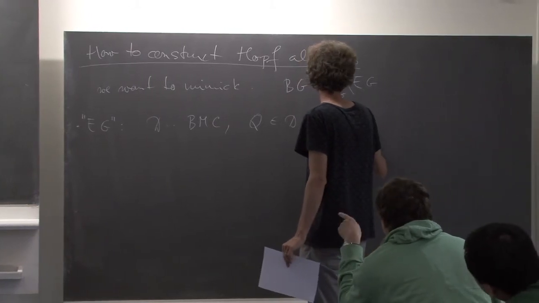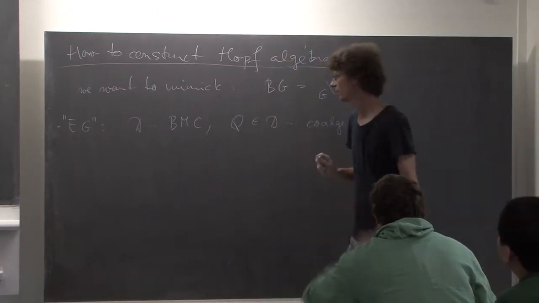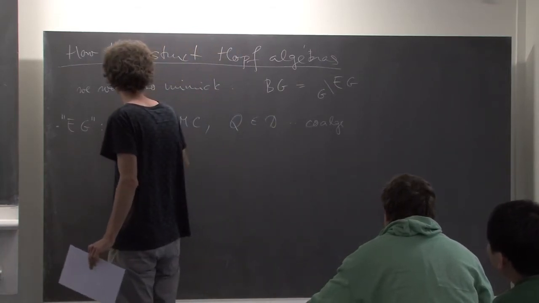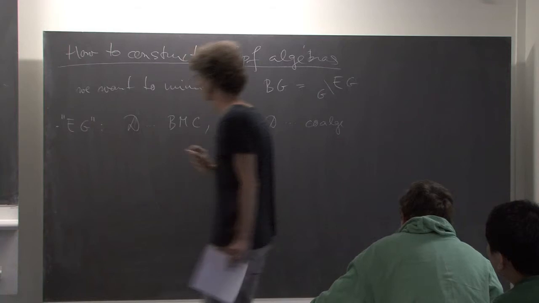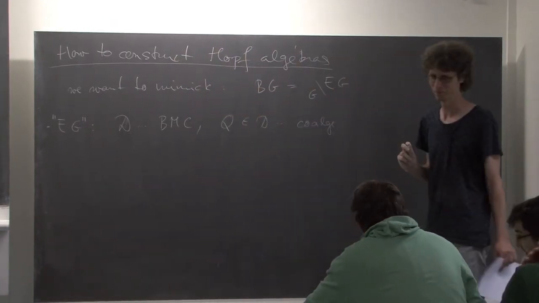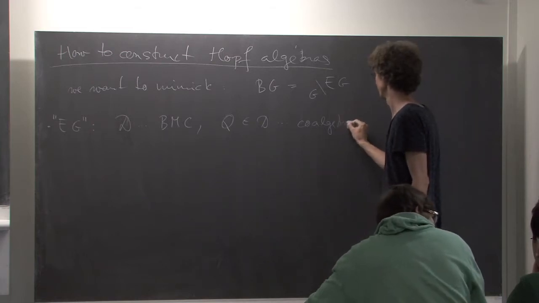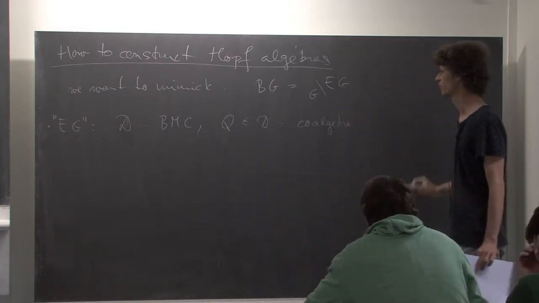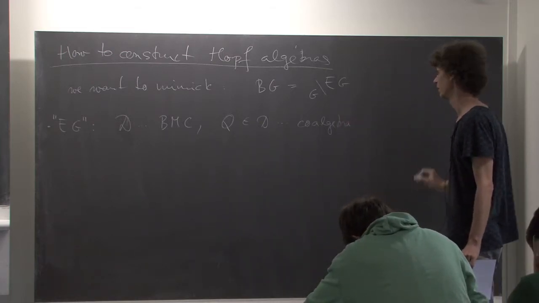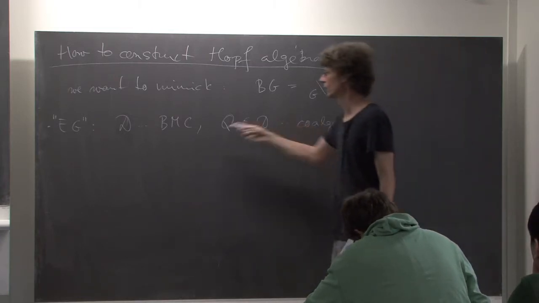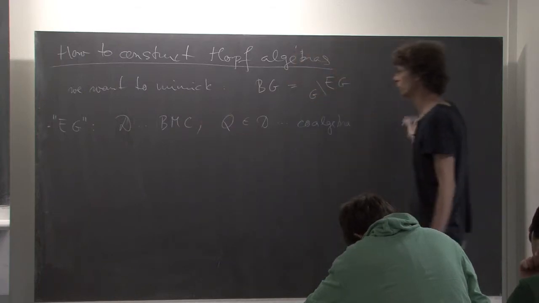So the vector is D? Sorry? That's curly D? In some sense. Yeah. So at first we actually only need it to be monoidal, but let's see.